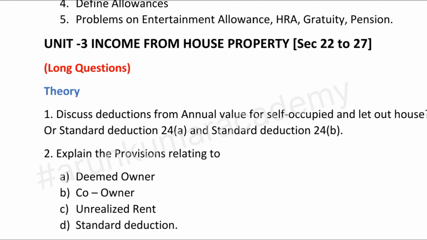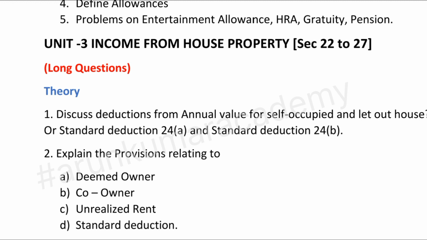Unit 3, income from house property. Coming to unit 3, we can compulsorily expect a problem from this unit. You have to be thorough with all the situations, based on whether it is a let out house or a self-occupied house. So concentrate more on problems from this unit. You can practice problems.